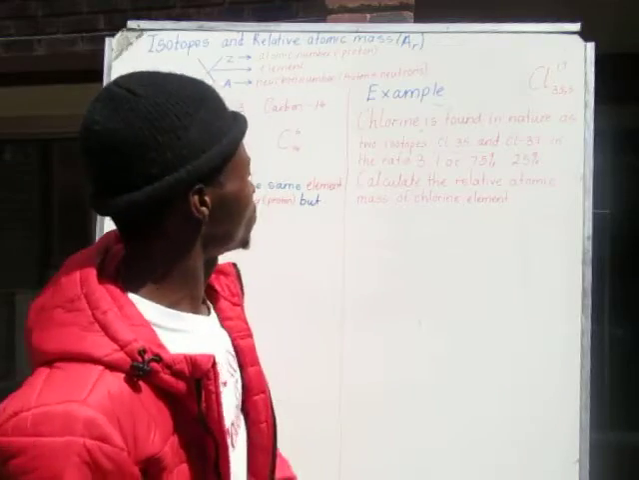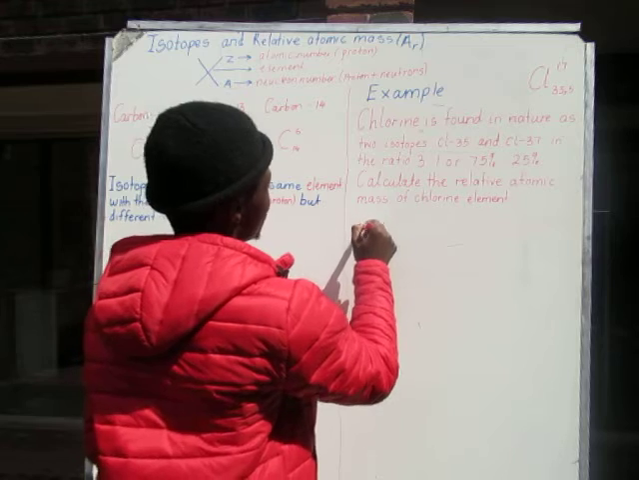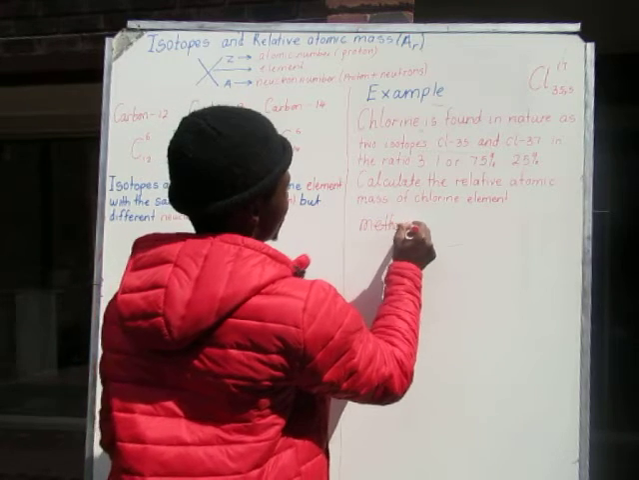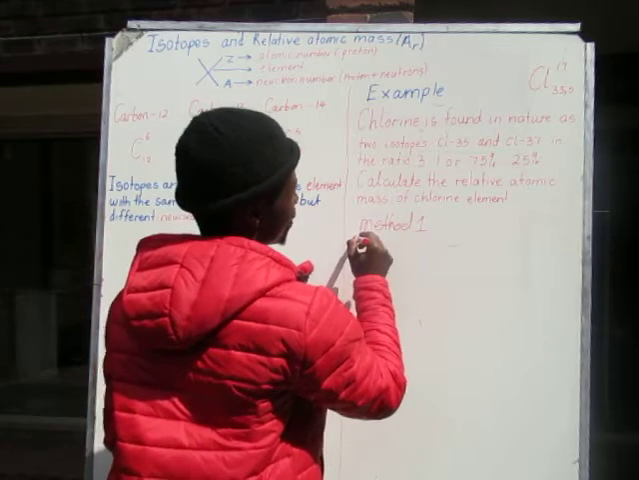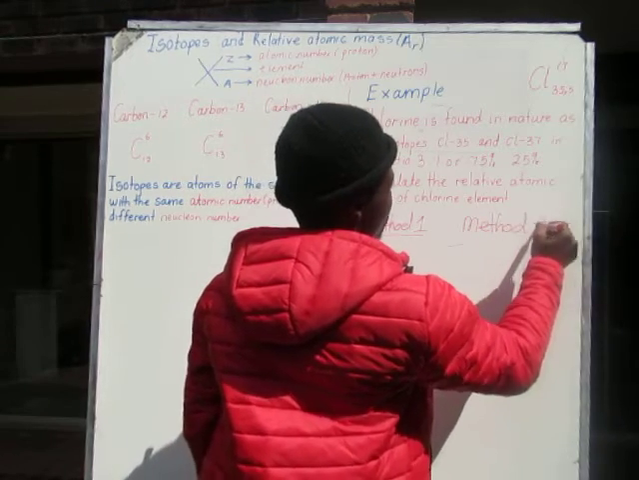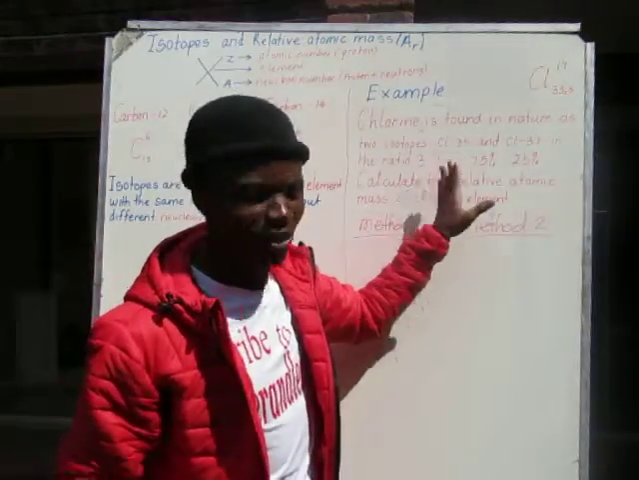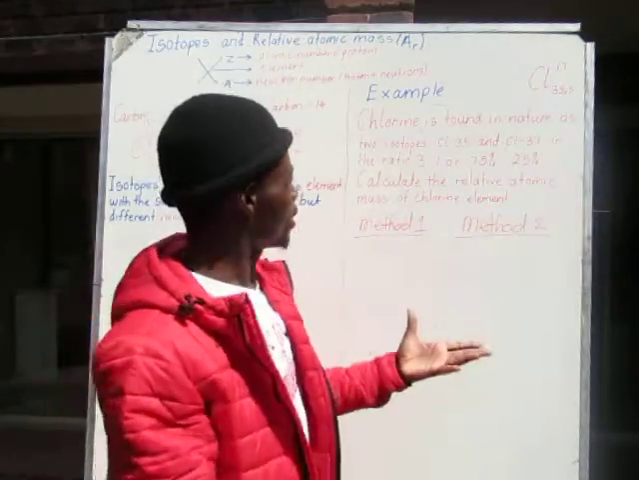So this is how I'm going to show you the calculation of relative atomic mass. We're going to use method 1, which is the first method, and we're going to use method 2. So the calculation is really simple. Suppose you are just given these ratios. You are not given these percentages. So what are we going to do?